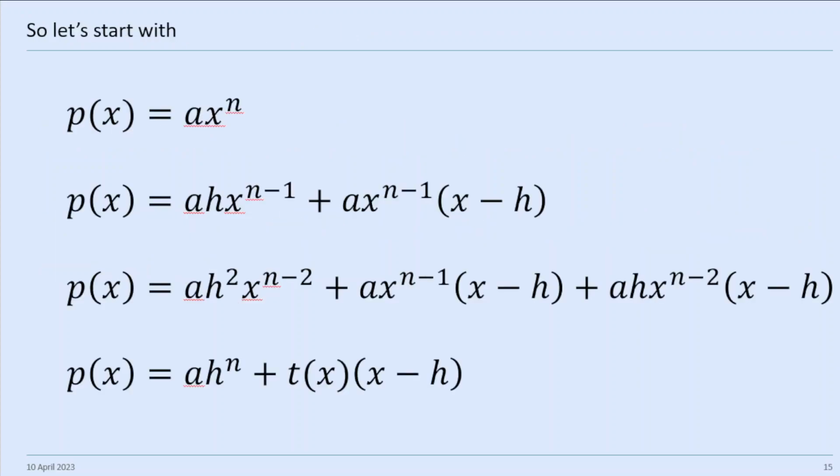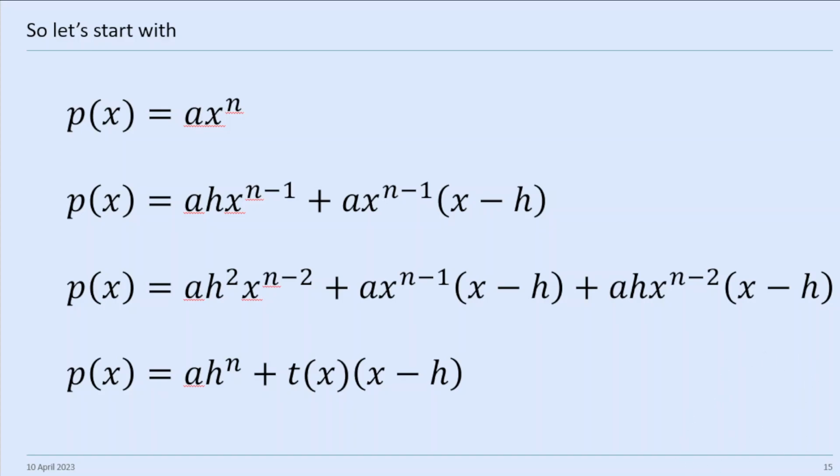Okay, so let's just imagine p of x was ax to the n. This is the kind of grind approach. Again, we're going to write that as ax to the n minus 1 plus ax to the n minus 1 times x minus h. We can now see that's the same thing as the top row by just expanding the brackets.